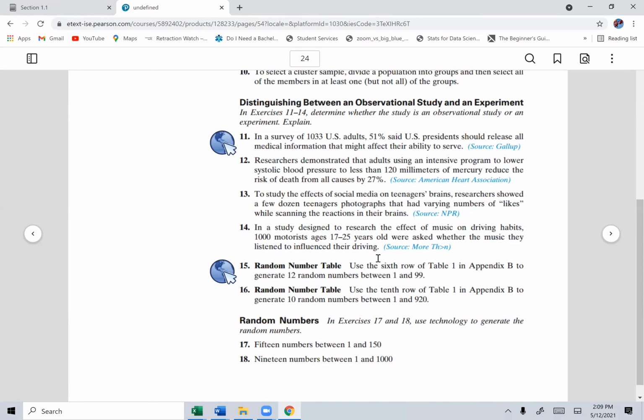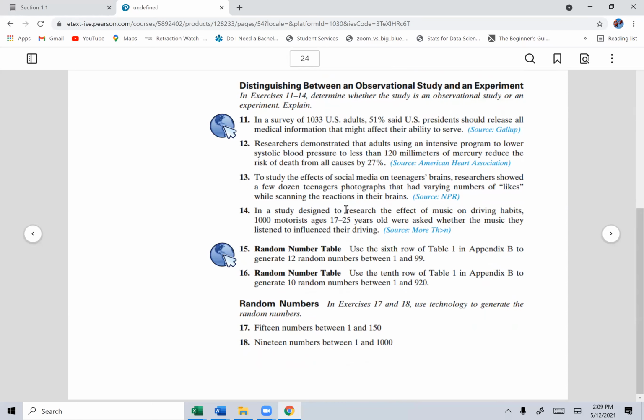Observational study and an experiment. Okay, number 13. To study the effects of social media on teenagers' brains, researchers showed a few dozen teenagers photographs that had varying numbers of likes while scanning the reactions in their brains. What do you think this one is, guys? An experiment. Yep, it is an experiment.